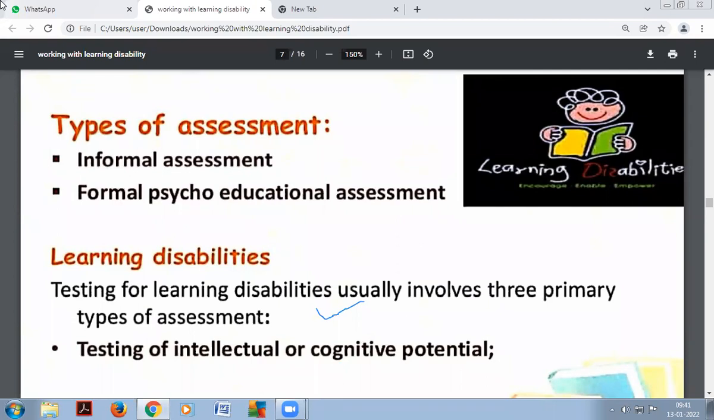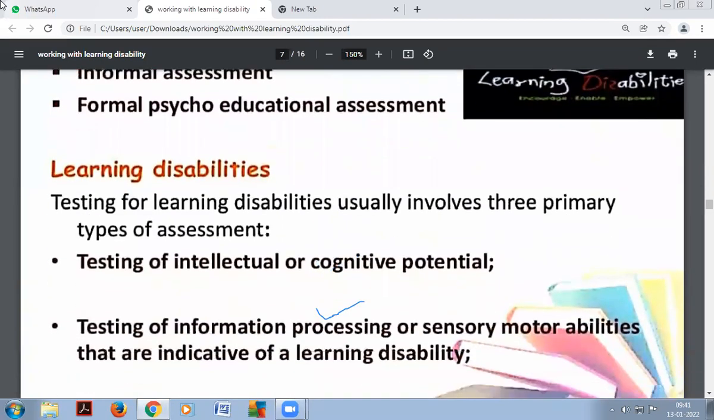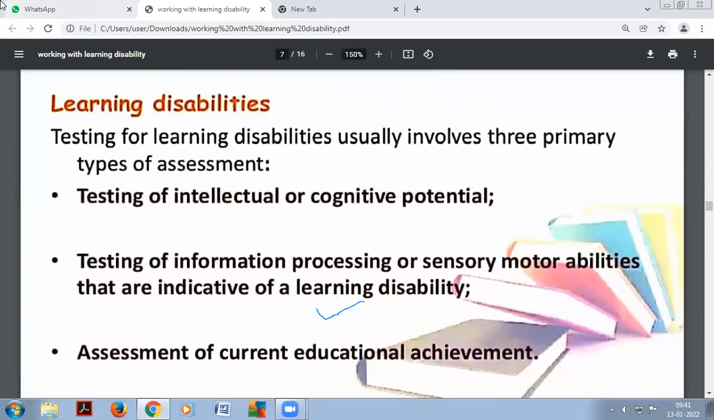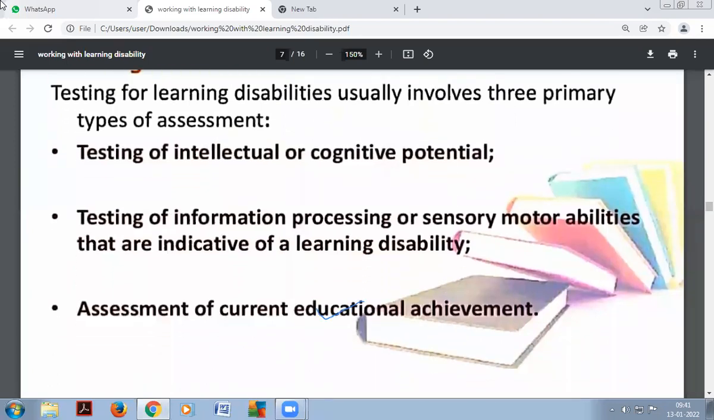psychoeducational assessment. So testing for learning disabilities usually involves three primary types of assessment: testing of intellectual or cognitive potential, and the next one is testing of information processing or sensory motor abilities that are indicative of learning disabilities. And the next one is assessment of current educational achievement. This is very important. What is your current educational achievement?